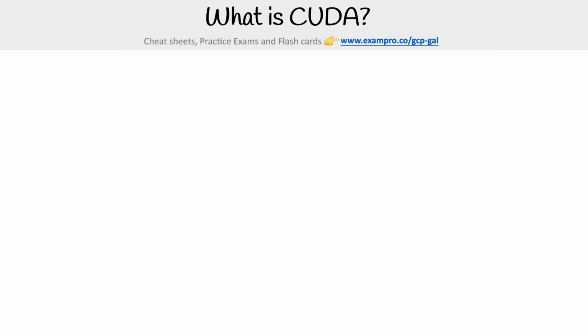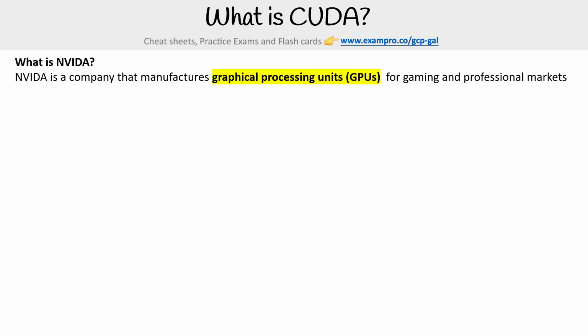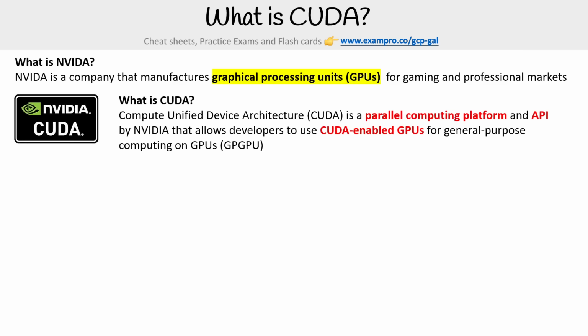All right, let's take a look here at CUDA, but before we do, let's talk about NVIDIA. NVIDIA is a company that manufactures graphical processing units for gaming and professional markets. If you have ever played video games and you build your own rig, a lot of people like to choose NVIDIA, but NVIDIA can do things other than video games. And this is due to their framework called CUDA, which stands for Compute Unified Device Architecture. It's a parallel computing platform and API. I said framework, but I guess it's an API by NVIDIA that allows developers to use CUDA-enabled GPUs for general-purpose computing on GPUs. I know that's a mouthful there.